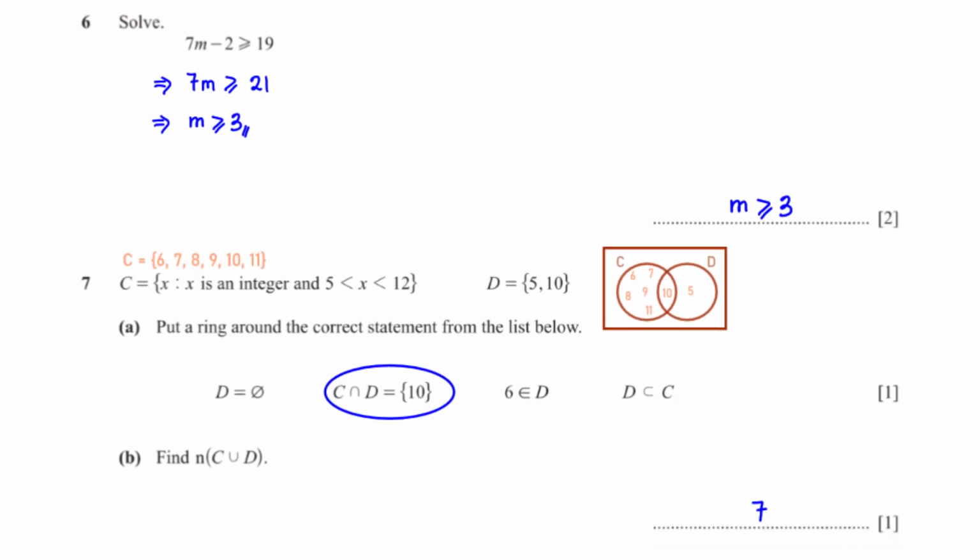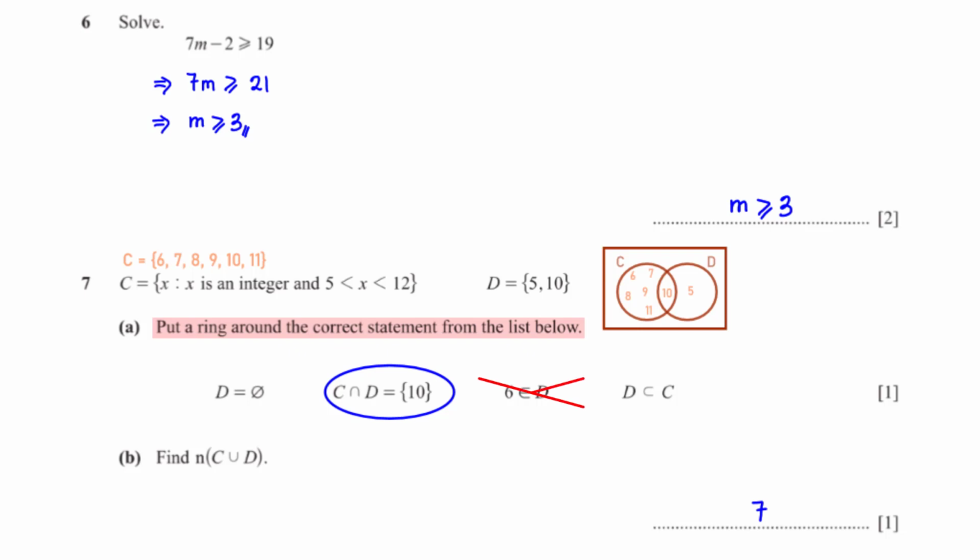C is a set containing elements x such that x is an integer and x is greater than 5 and less than 12. D is equal to {5, 10}. Put a ring around the correct statement from the list below. First, let's list out the elements of set C. Now let's look at the options. The first option is out because D is not a null set. It contains two elements, 5 and 10.